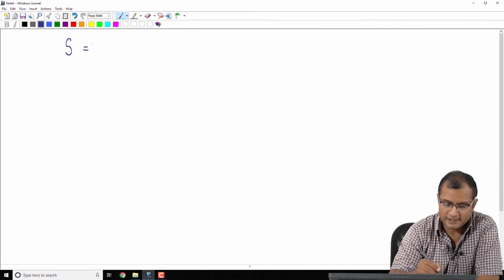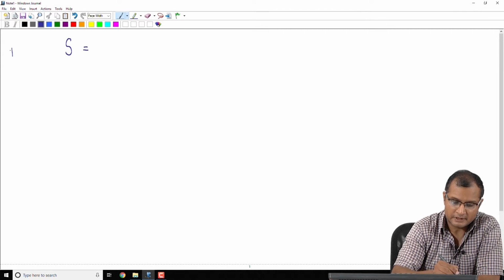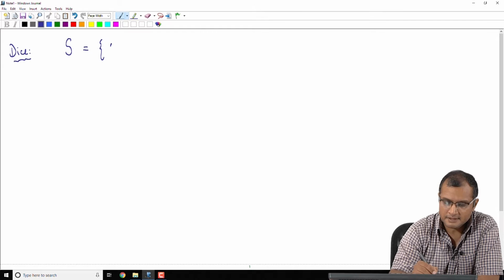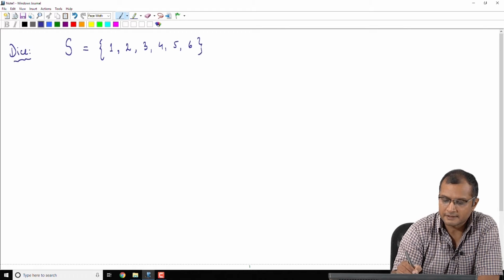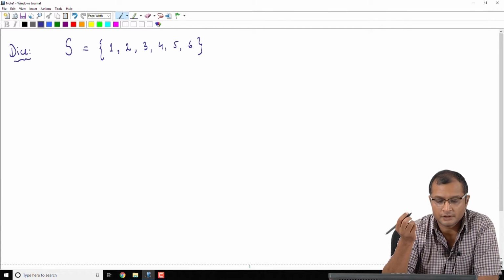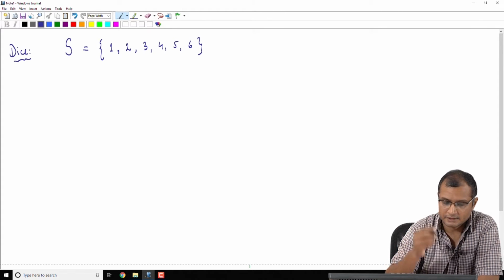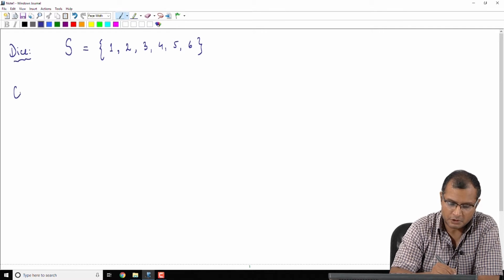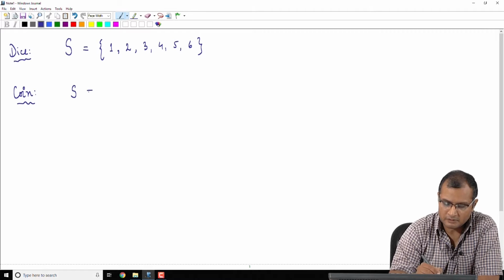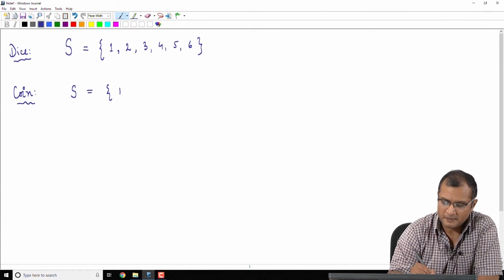So, I will talk about, for example, in the case of a dice which has 6 faces, then the set of outcomes is basically 1, 2, 3, 4, 5, 6. You have no more or no less than these 6 outcomes when you toss a die that has 6 faces. You could take a coin and write down this set of outcomes as head and tail.